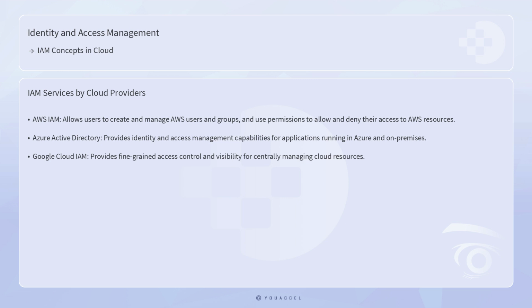Cloud providers like AWS, Azure, and Google Cloud offer built-in IAM services to help organizations manage identities and control access. AWS IAM, for example, allows users to create and manage AWS users and groups and use permissions to allow and deny their access to AWS resources. Azure Active Directory provides identity and access management capabilities for applications running in Azure and on-premises. Google's Cloud Identity and Access Management provides fine-grained access control and visibility for centrally managing cloud resources.